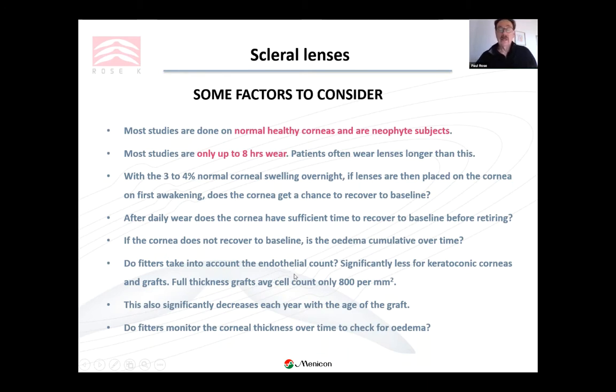Do fitters take into account the endothelial count, because it's very, very important? Obviously, the less the endothelial count, the more likely you are to have problems with the corneal edema. And this means that the age of the graft needs to be taken into account. Our old grafts have a much lower endothelial count than new grafts. Do the fitters monitor the corneal thickness over time to check for edema? I suspect in most cases they don't.